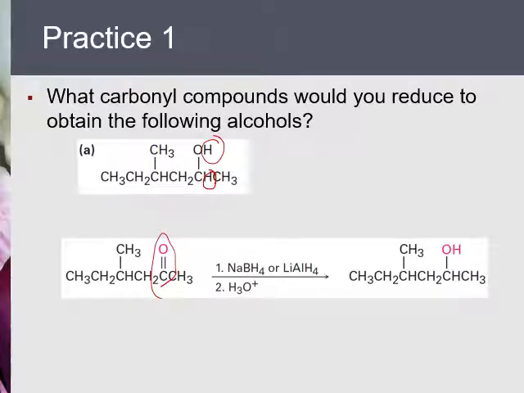For a ketone, both sodium borohydride and lithium aluminum hydride work. So it follows a two-step mechanism. One is a reducing reagent, sodium borohydride, and the second is hydrogen ion protonation.